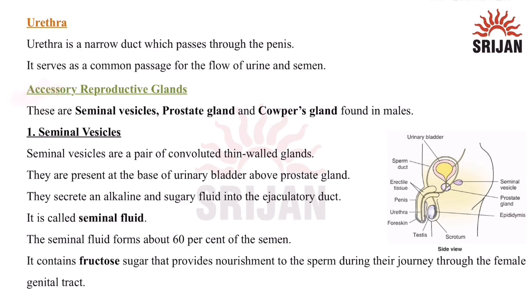Now, accessory reproductive glands. First is the seminal vesicle. Basically, it is a paired gland, a convoluted thin walled gland present at the base of the urinary bladder. So this is our bladder and this is the seminal vesicle, at the base of it, above the prostate gland. They secrete an alkaline and sugary fluid into the ejaculatory duct. This is called seminal fluid. The seminal fluid forms 60% of the semen. It contains fructose sugar that provides nourishment to the sperm during their journey through the female genital tract.